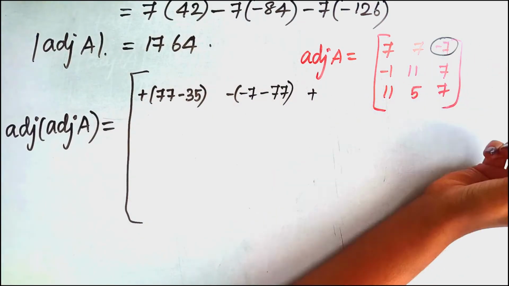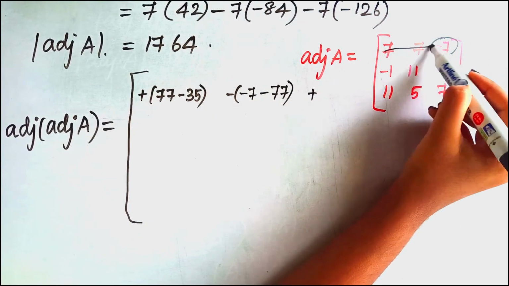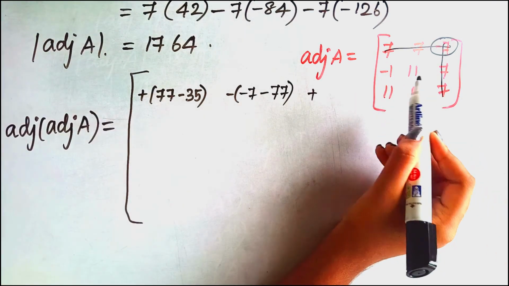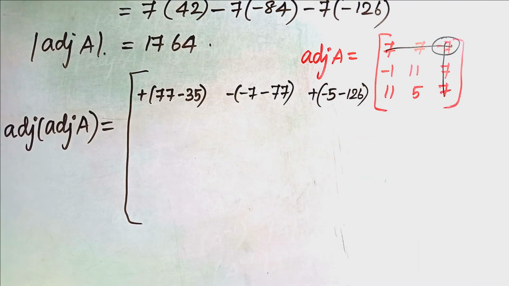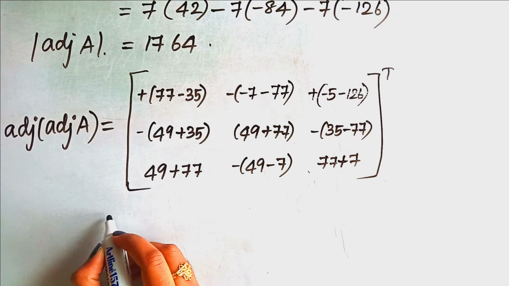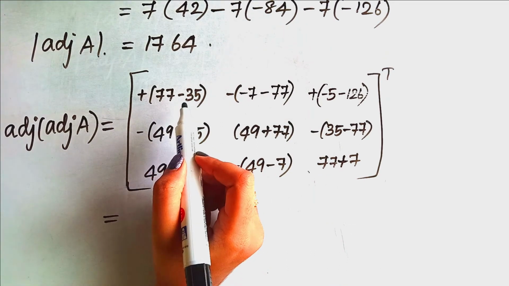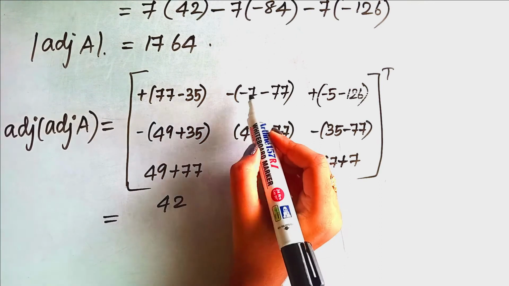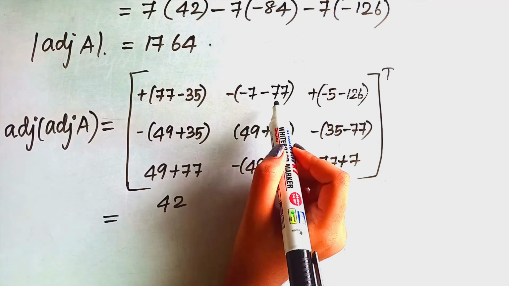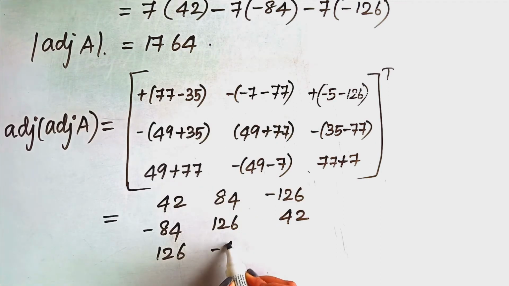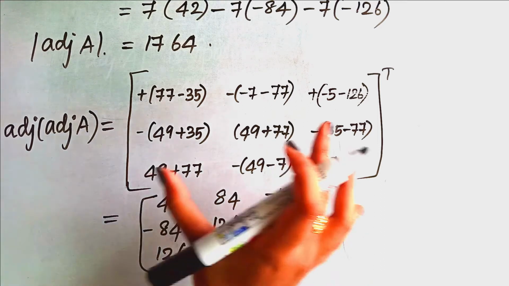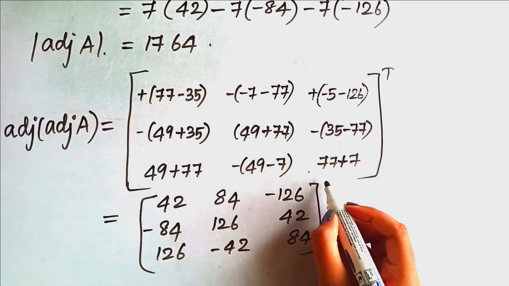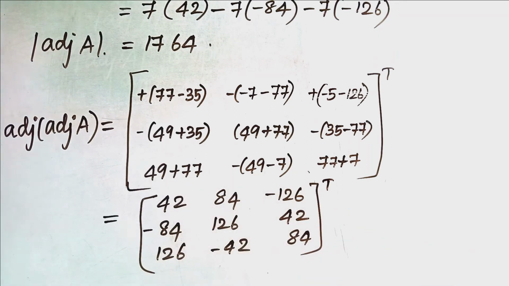The third value is minus 7, and you have to cancel both horizontal and vertical values of minus 7, so that you'll get minus 1, 11, 11 and 5. Now let's multiply, and similarly you have to find the values for the other elements. After multiplying, let's solve this. Here 77 minus 35 is 42, and then minus 7 minus 77 will get minus 84, and then 42 and 84. So after subtracting and solving this, we'll get this answer, and the final step is to make a transpose.